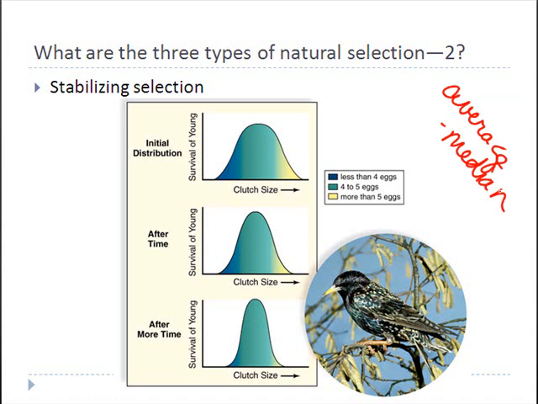So I'll show you what I mean by that. Let's take for an example European starlings. These are birds that can lay any number of eggs. Some individuals in a population will only lay 4 eggs at a time. Some lay 4 to 5, and some lay more than 5. What we know is if we look at how many young survive versus how many eggs were laid, we see that over time there's a very strong selective pressure for individuals that lay 4 to 5 eggs, because that seems to be the clutch size that survives best.